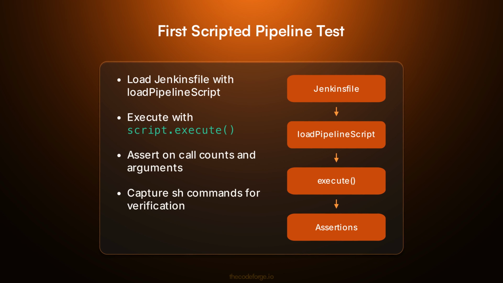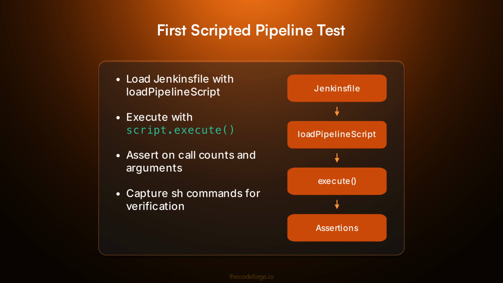For a scripted pipeline, load the Jenkinsfile and call execute. Then assert that sh was called the right number of times with the correct commands. Capturing arguments helps catch silent skips.